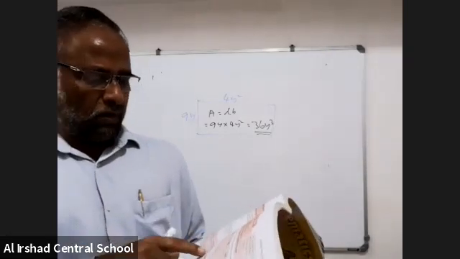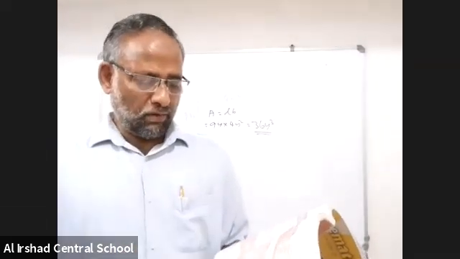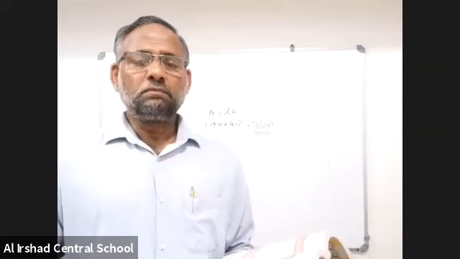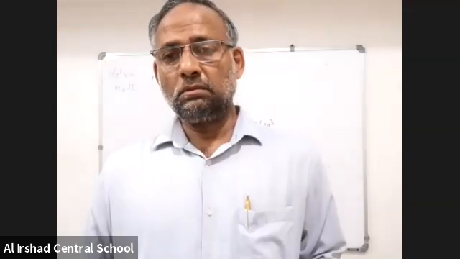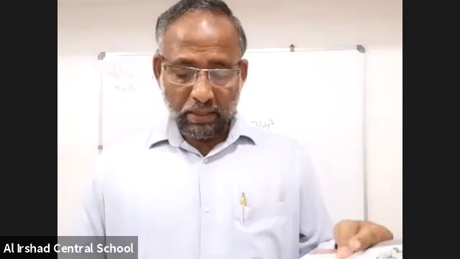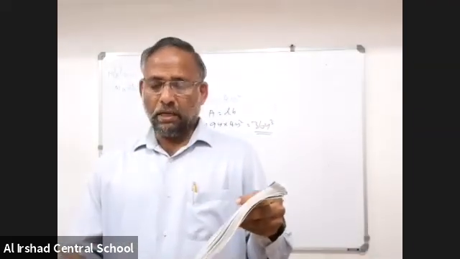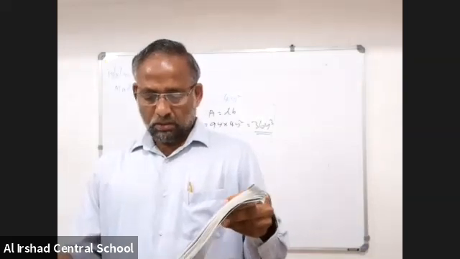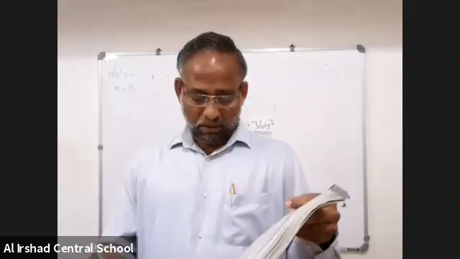Example 4 is also given. Find the volume of the rectangular piece. Breadth and height are given. What is the volume? Volume of a cuboid is equal to length into breadth into height. That means you have to multiply 3 monomials. That also we did. So understand the example and complete the pink mark.